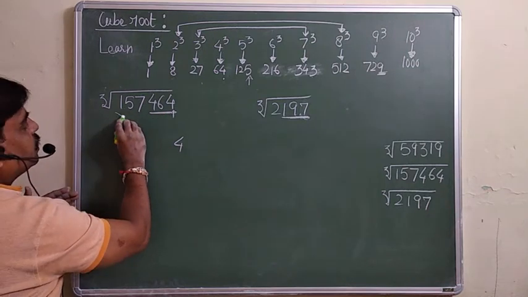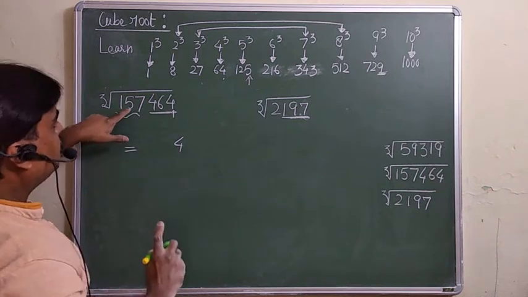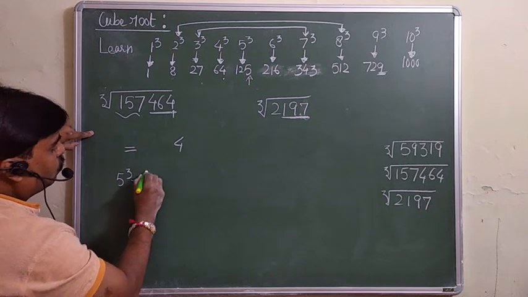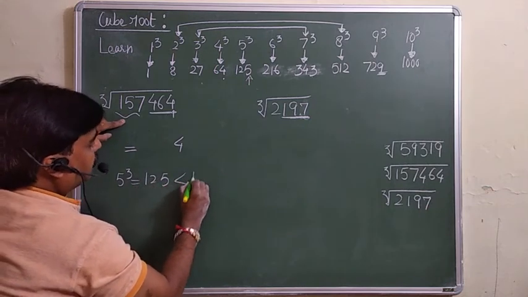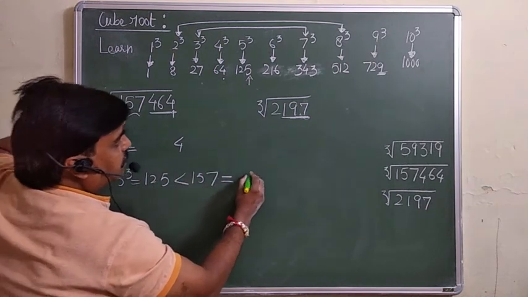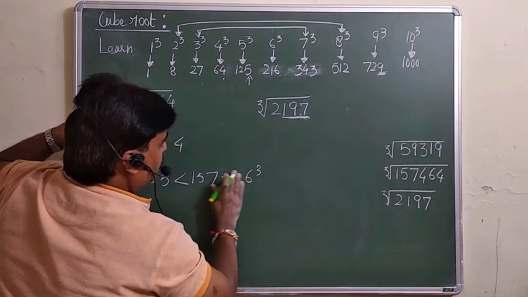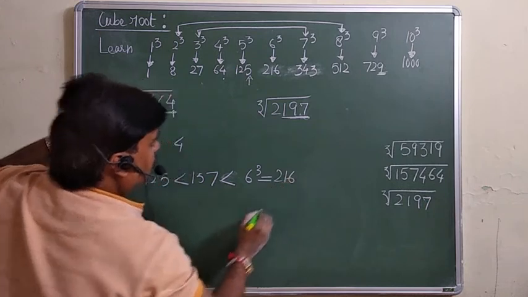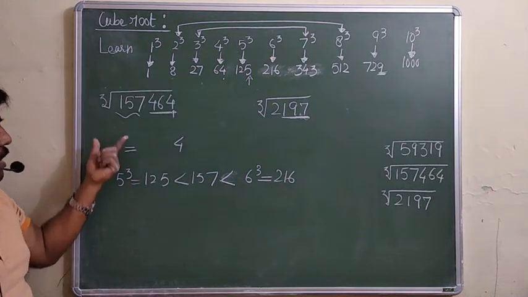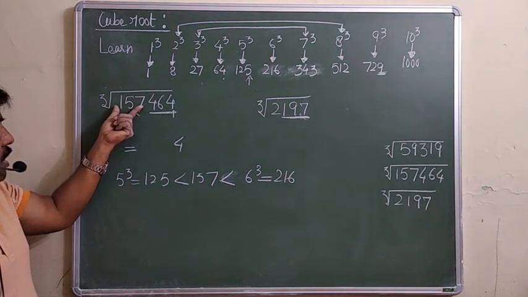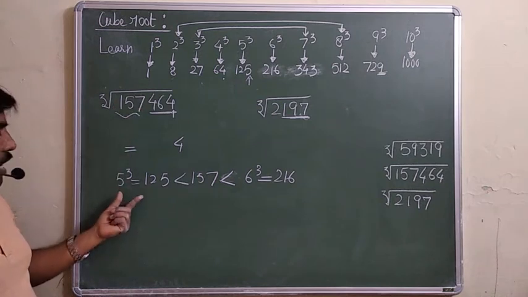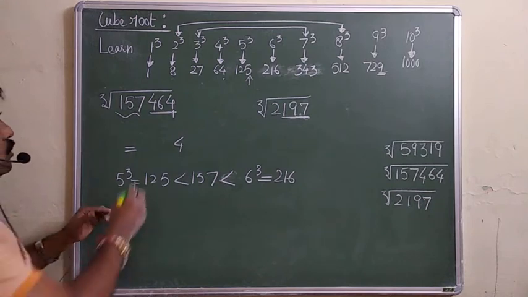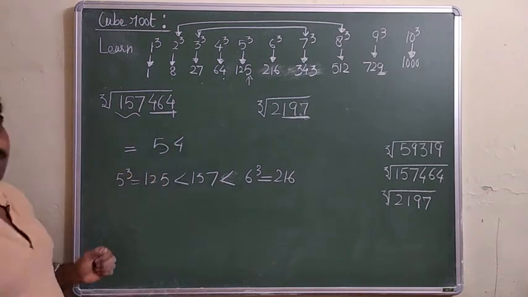Now just see these 3 digits here only. These 3 digits are lying between which cubes? Just see, now you will do 5 cube. That is equal to 125, which is less than 157, and 6 cube. This 157 is less than 6 cube, that is 216. So we will take the smallest number. What do we have to do? See between which numbers' cubes this number lies, and the smallest number, that cube you are supposed to take. The smallest one. So 5, and the cube root of this one is 54.